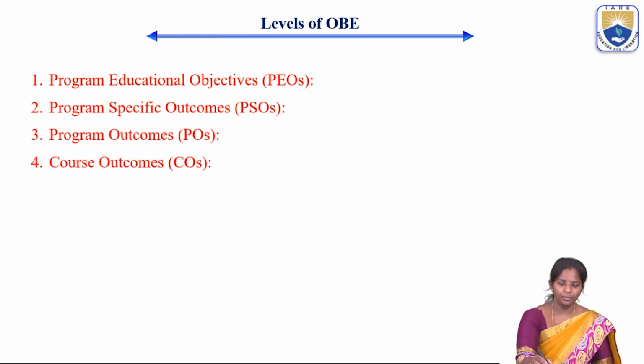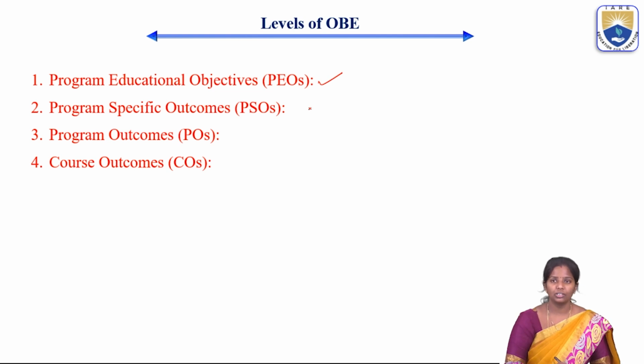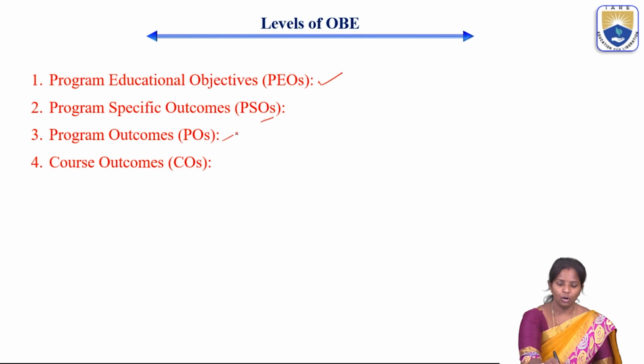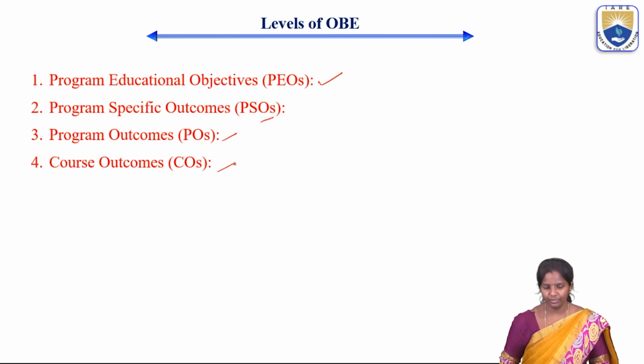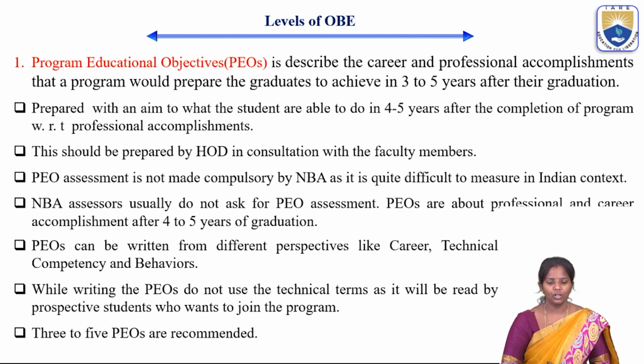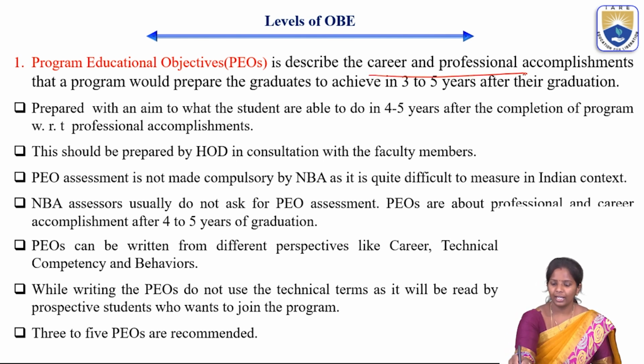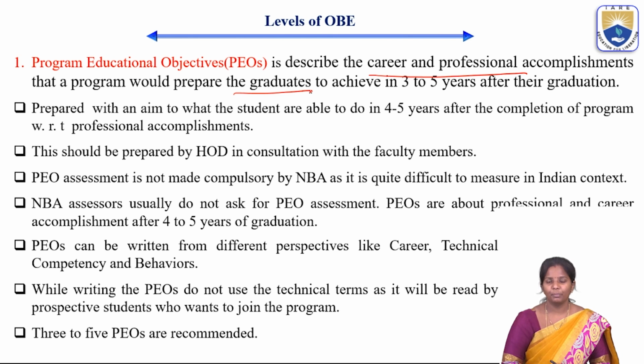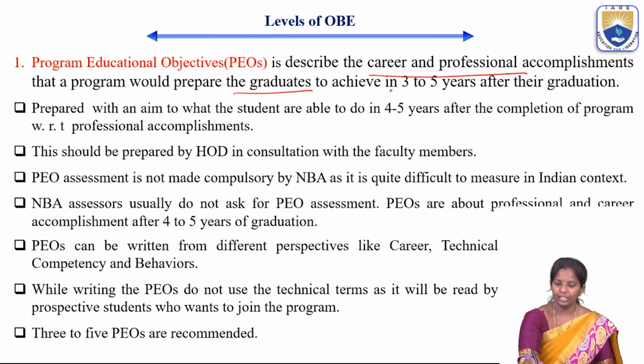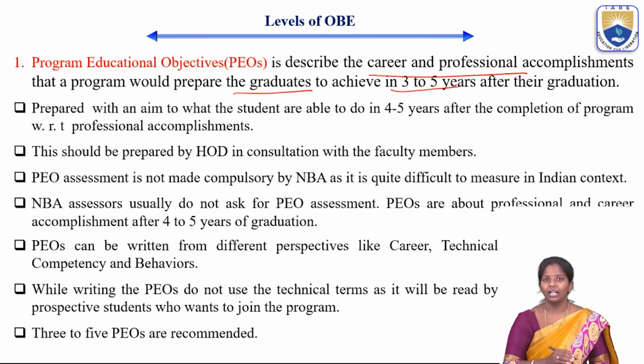Then the levels of OBE, as we have seen, program educational objectives, program specific objectives, program outcomes and course outcomes. So we will go in detail. What is program educational objectives? That describes the career and professional accomplishments, that is the achievements that a program would prepare the graduates for. So we have to prepare the graduates for their career and professional achievements within 3 to 5 years of their learning experience, like graduation course.